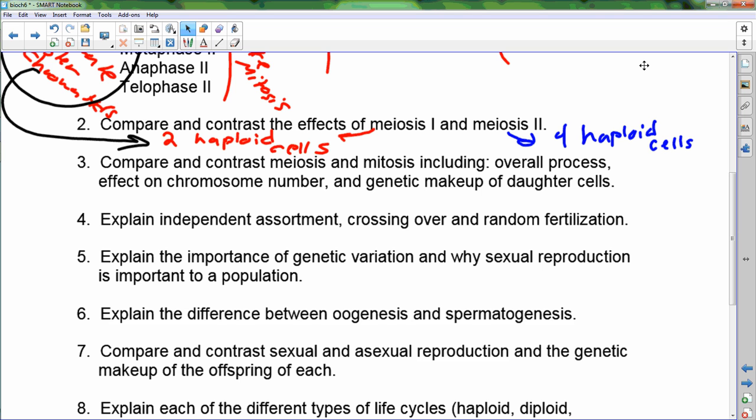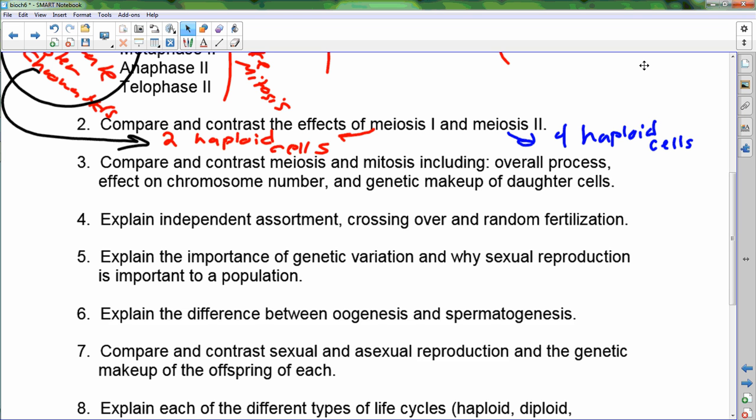But meiosis, remember, is going to cut the number of chromosomes in half. Meiosis is always a diploid cell going to a haploid cell. In every case. Okay?